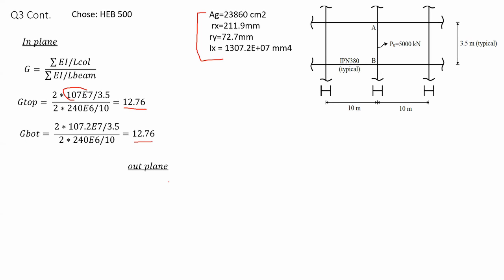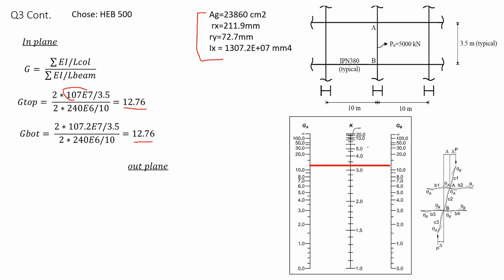Now in here I have these two values. I'm going back again to my alignment chart, where the side sway is uninhibited. So in here I connect these two points, 12.76 and 12.76, and I get my K equal to approximately 3.2. Someone might say, how am I supposed to find this value? Here you have a 3, here you have 4, and here is 3.5. So it's approximately 3.2, 3.3, it's fine.